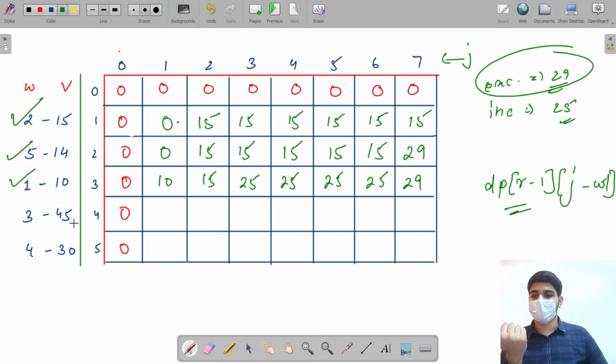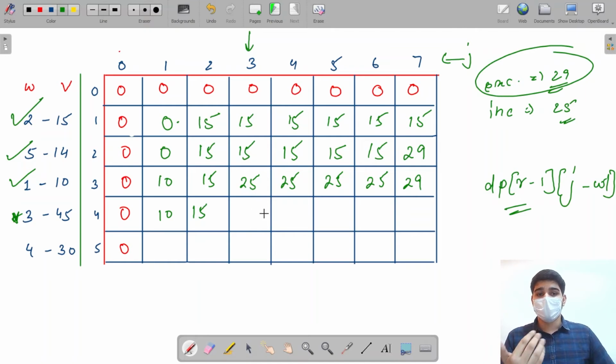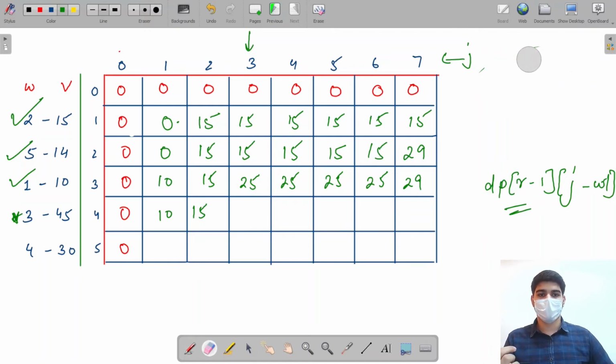For 3 of 45, again, I won't be doing anything up till here because the capacity is smaller than the weight itself. So I would only exclude myself. That means 10 and 15 over here, right? Now from 3, I can either include myself or exclude myself. So if we see over here, if I exclude myself, what do I get? I get 25 as value, right? If I exclude myself, I get 25.